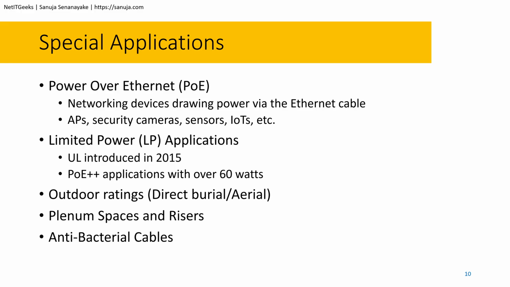Outdoor ratings: direct burial and aerial. So there are aerial cables as well. What are the differences between a direct burial outside cable and aerial cables? Basically, with direct burial you can take the cable and, without putting any additional jackets or anything like that, simply bury the cable directly. So if I have to take an Ethernet cable from my house to my separate garage, I will buy a direct burial cable. They are safe, they are easy to use, and there is nothing to worry about.